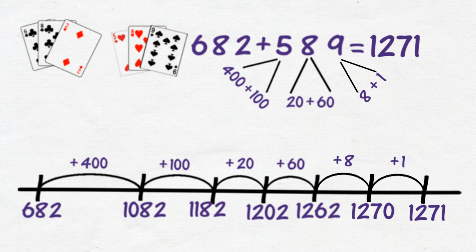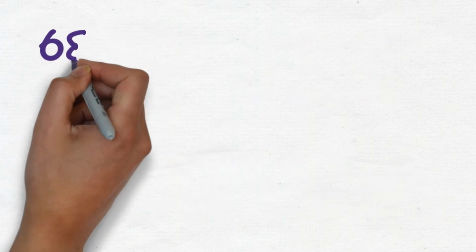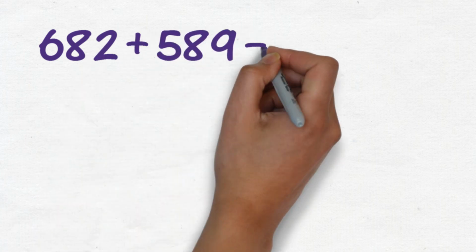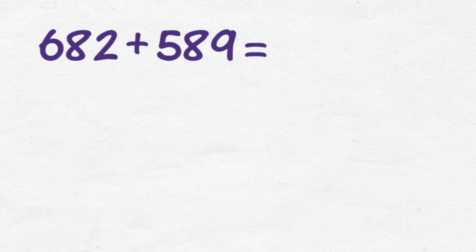Let's look closely at the numbers that we added, 682 and 589. Who noticed that 589 is almost 600? Do you think we could use that to make our addition easier? How many less than 600 is 589? Is 589 11 less than 600? Could we add 600 and then subtract 11 to compensate for the extra 11 that we added?